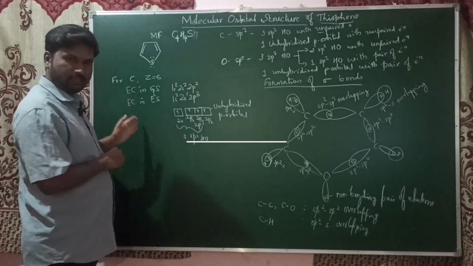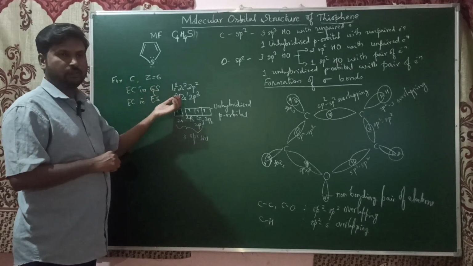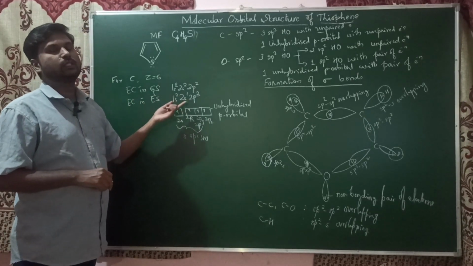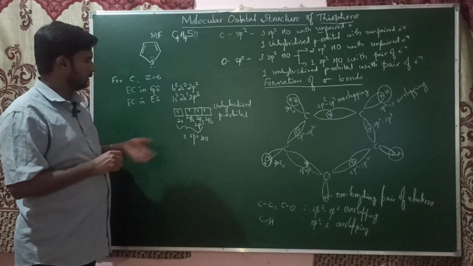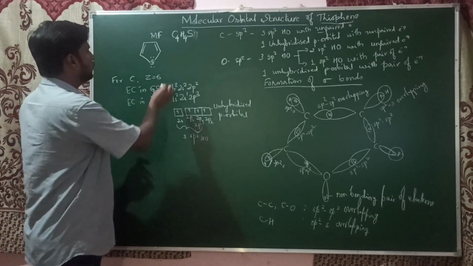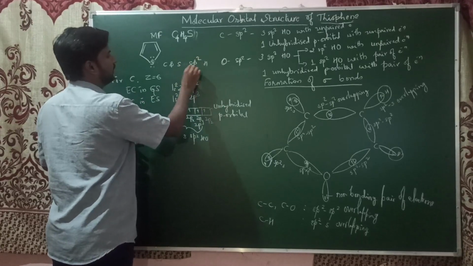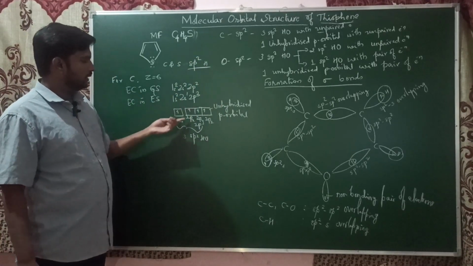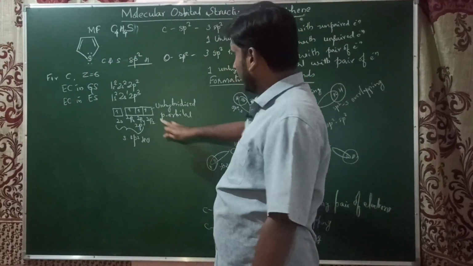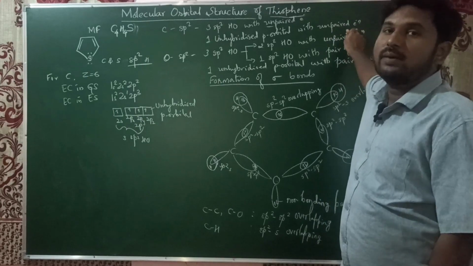So here for the carbon atom, as you already know, the atomic number of carbon is 6 and the electronic configuration in ground state is 1s2, 2s2, 2p2, and in the excited state, one of the 2s orbital electrons will shift to the 2p orbitals. It also undergoes the same sp2 hybridization. Here both carbon and sulfur are sp2 hybridized. These three sp2 hybridized orbitals of carbon have unpaired electrons, and there is an unhybridized p orbital with an unpaired electron.